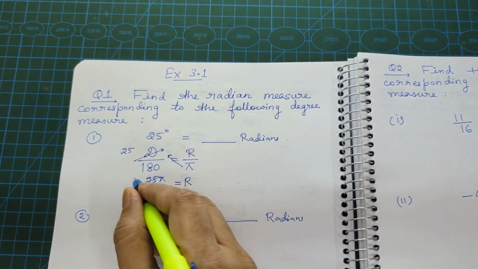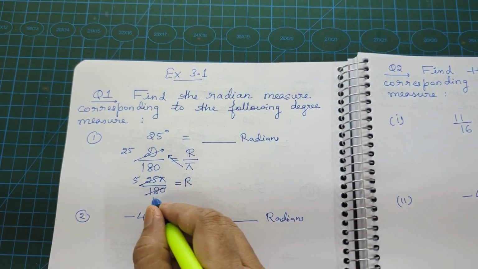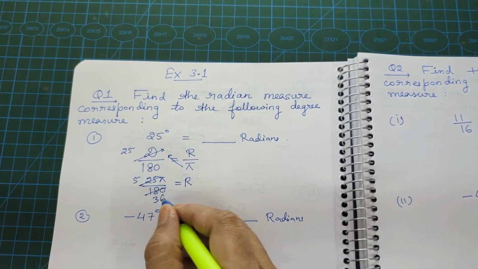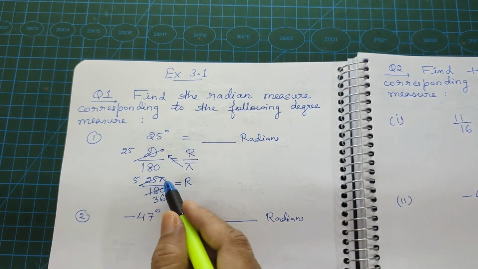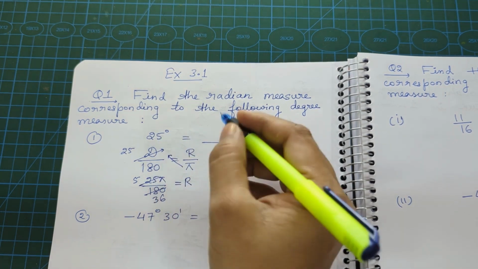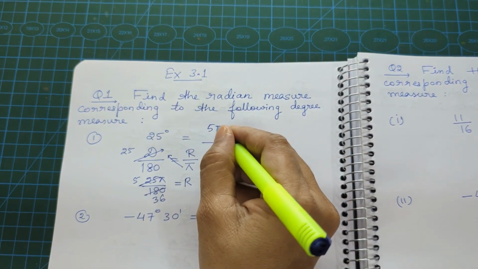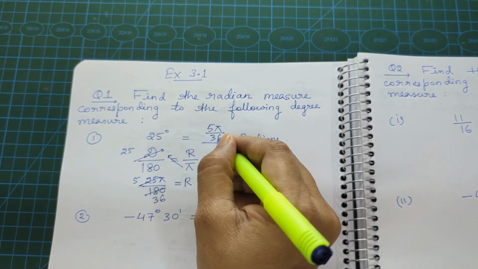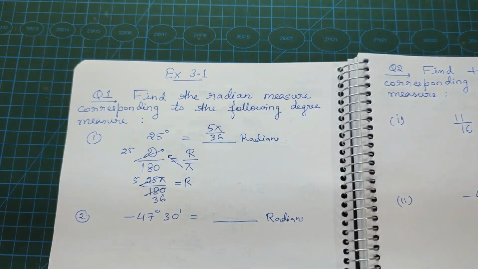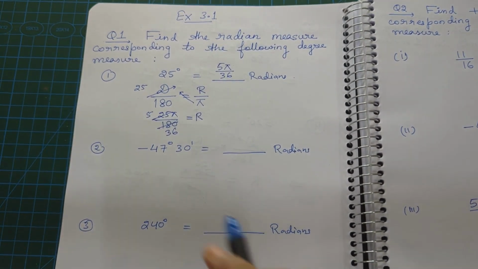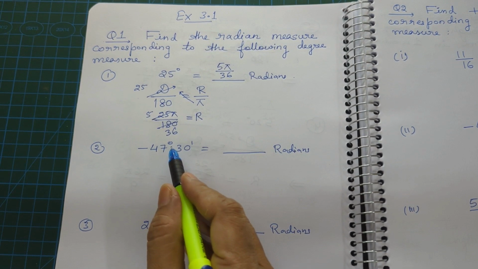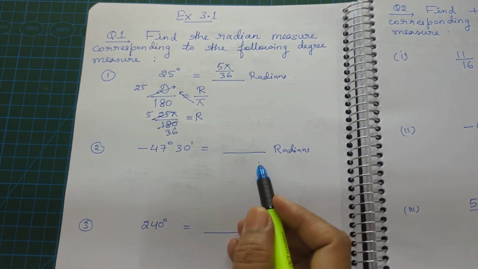So 5 table: 5 5s are 25, 5 3s are 15, 6. So 5 pi by 36. 25 degrees is 5 pi by 36 radians. That's the first bit. The second bit is minus 47 degree 30 minutes is how many radians?